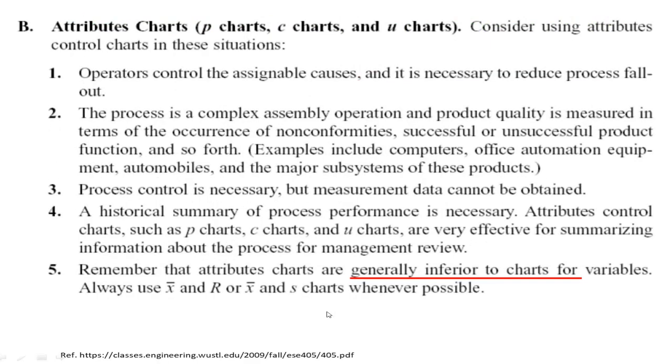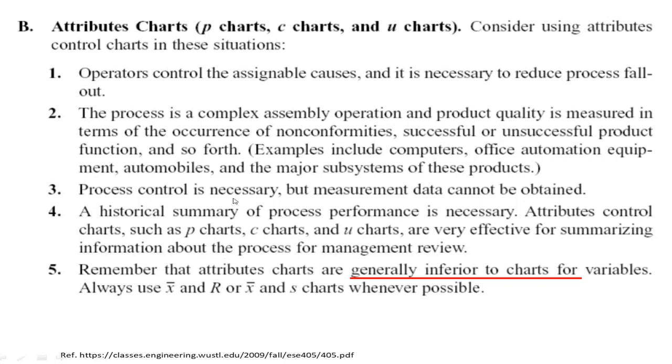Similarly, if we see the attribute type of charts, such as the P chart, C chart and U chart, in the following situations we consider the P chart, an attribute type of chart. For example, office automation equipment, automobiles, major systems, when the process is a complex assembly operation and product quality is measured in terms of occurrence of non-conformities, that is successful or unsuccessful. This is also one best example for it.